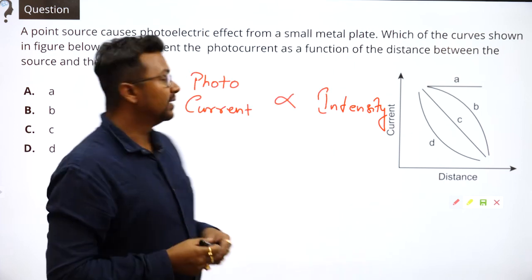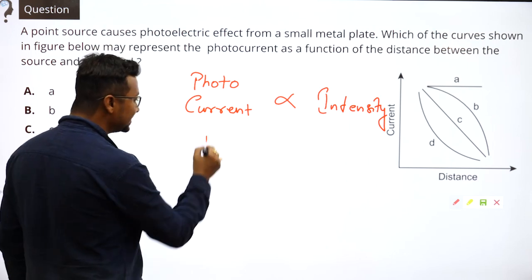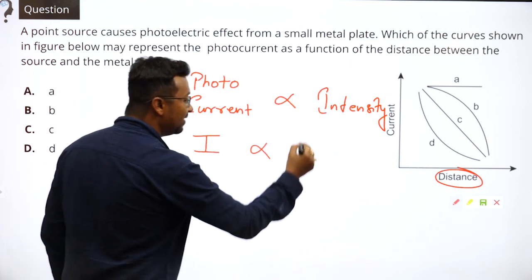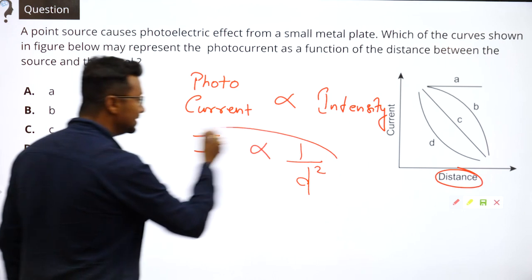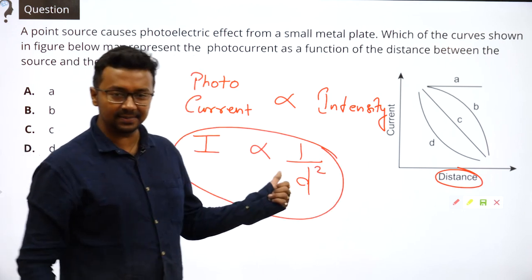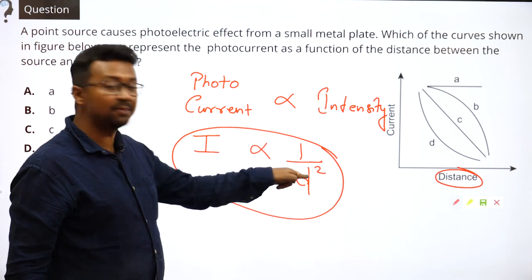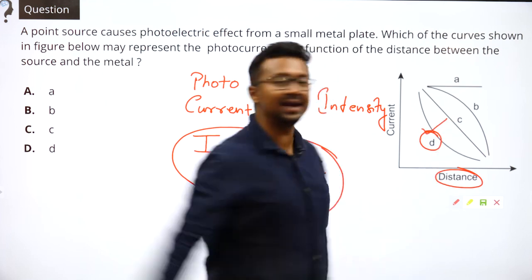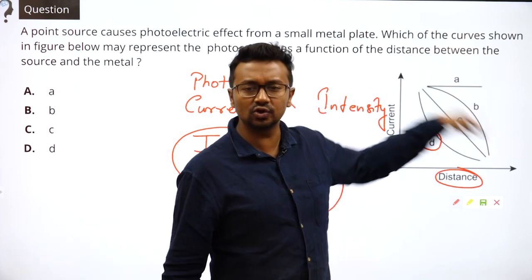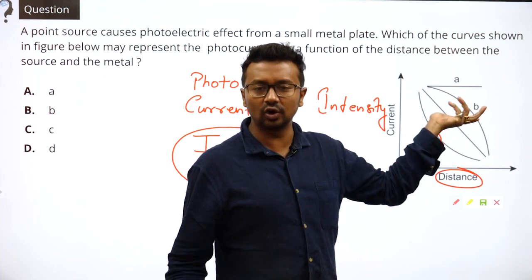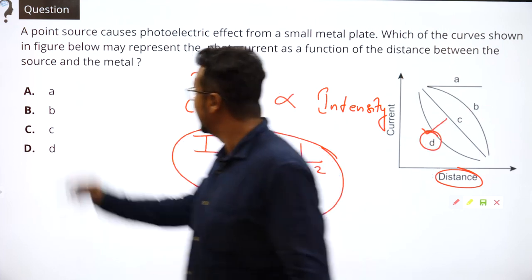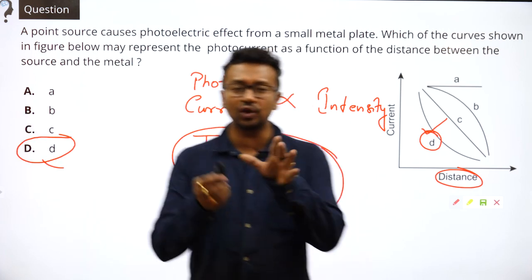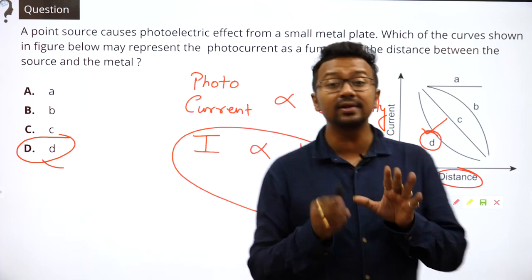Alright students, now let us understand this. How is intensity dependent on distance? Intensity is inversely proportional to the square of the distance. We are aware of this concept. That means photocurrent is inversely proportional to the square of the distance. Then as per this, option D is the right fit. C is linear, B is going this way. Definitely those are not the correct ones for I by d squared. So option D is the correct answer, my dear students. I hope you enjoyed these two questions, which were based on graphs.